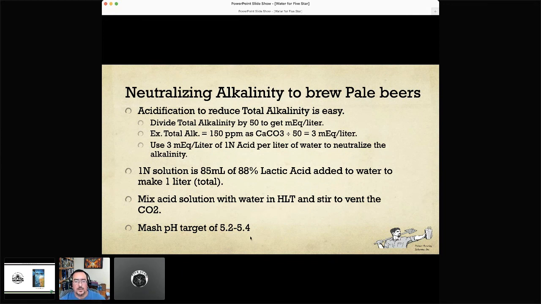And so you can make a 1 normal concentration acid solution using 85 milliliters of lactic acid and bringing it up to 1 liter of solution. And that makes those acid calculations very easy. Again, your mash pH target for pale beers is generally 5.2 to 5.4.